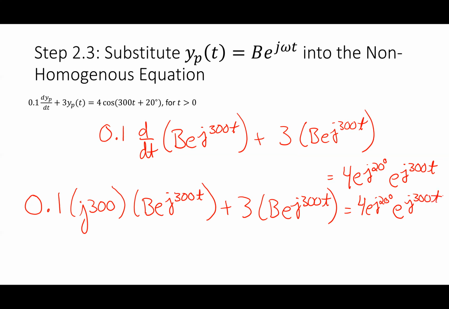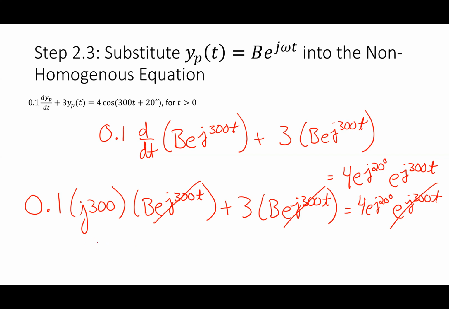Now, no derivatives left to do. But what term appears everywhere? e to the j 300t appears in all those terms. The really cool thing about this is that all time dependence is gone. There's no time left in that thing. To do the steady state analysis, all I need is the static phasor. That simplifies all of the analysis eventually. You'll see that as you go.